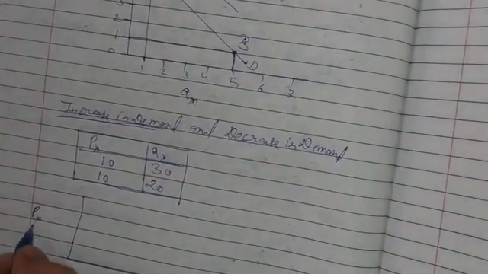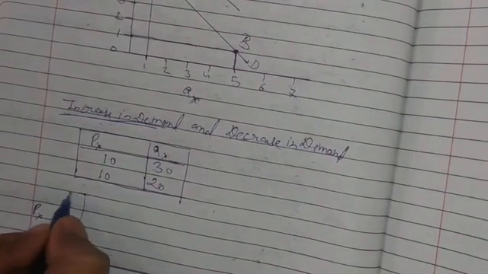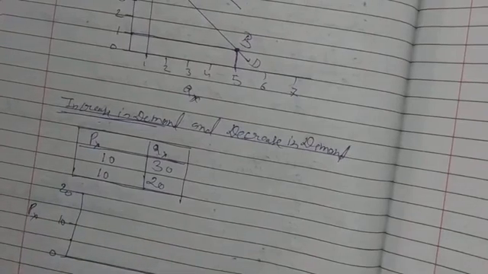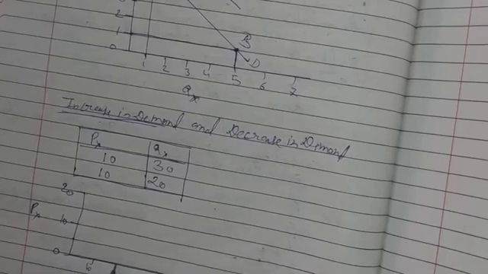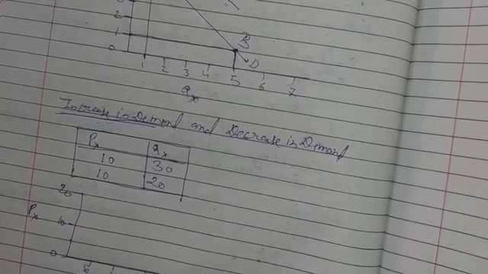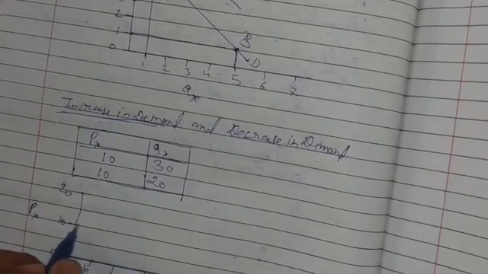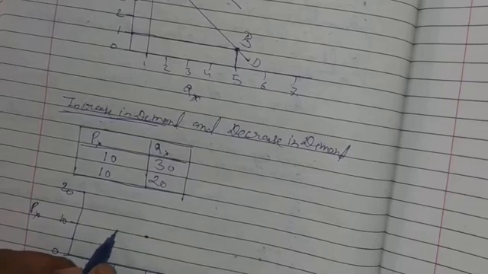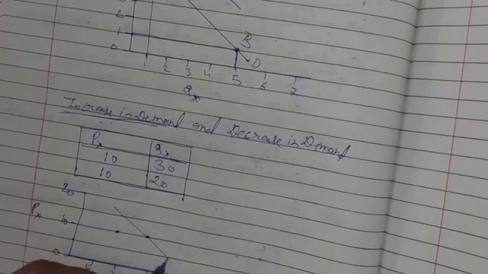This is the price of the commodity: 0, 10, 20. This is the quantity of the commodity: 10, 20, 30. Now what we have seen is that earlier it was here, now it is here. Earlier it was going like this, now it is going like this.